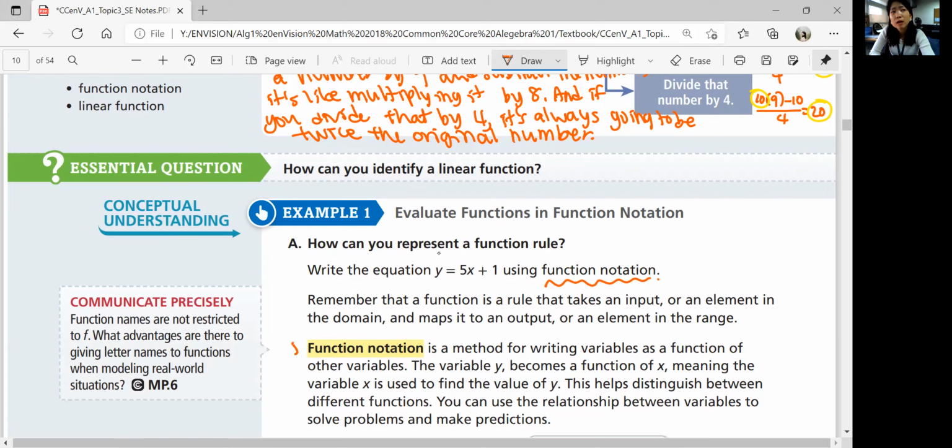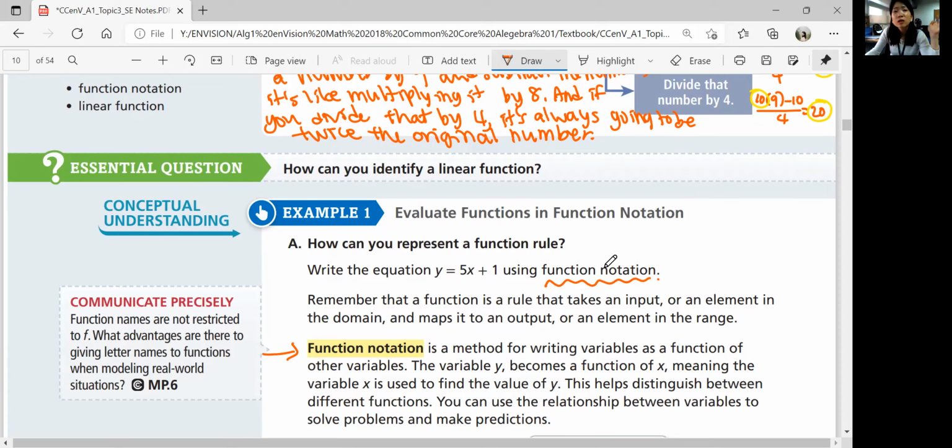We're going to read later. But first, remember that a function is a rule that takes an input, or an element in the domain, and maps it into an output, or an element in the range. So you need a domain and the range, and each element of the domain has exactly one value of output in the range. Function notation is a method for writing variables as a function of other variables. The variable y becomes a function of x, meaning the variable x is used to find the value of y. And that makes sense because x usually represents the input, and y is going to be the output.